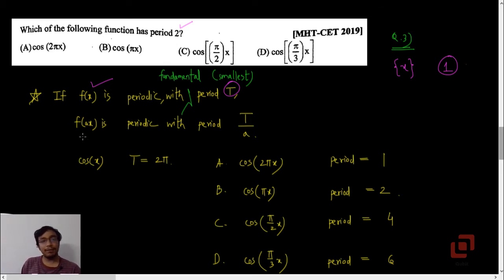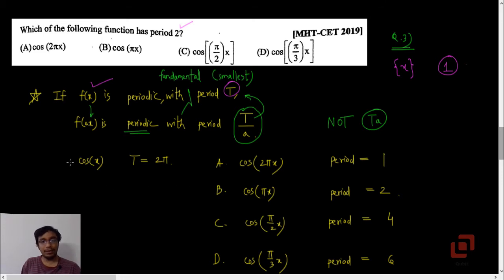Then f of ax, that means if you are multiplying x by a, any positive number, then the new function is also periodic, but its period is not t into a, mind you, it is t upon a. You can check it for yourself. You can try the example of sin x and sin 2x and see what happens. So if you think that the period of sin 2x is 4 pi, then you are wrong. It's not 4 pi, it is pi. Half of 2 pi. So if you are multiplying x by a, then the period becomes t upon a, where t is the original period.